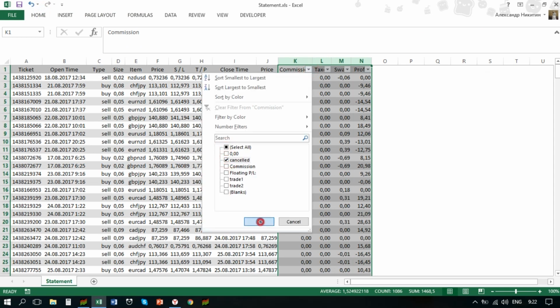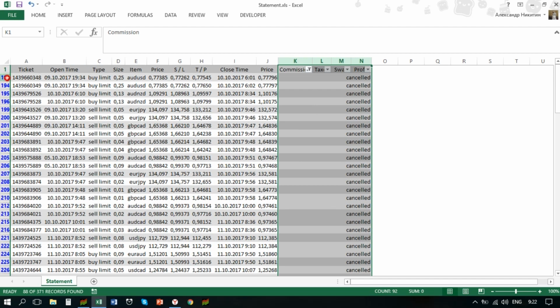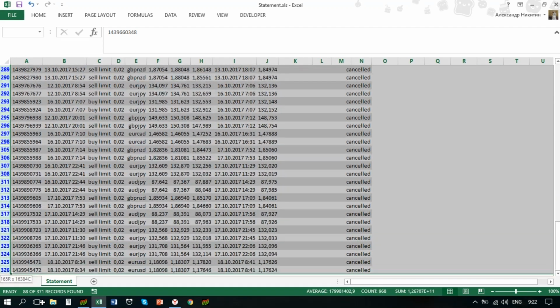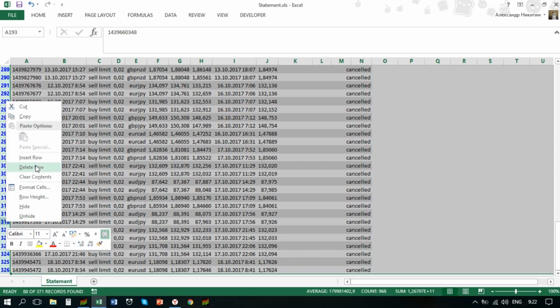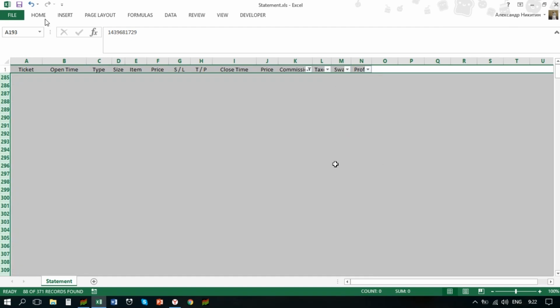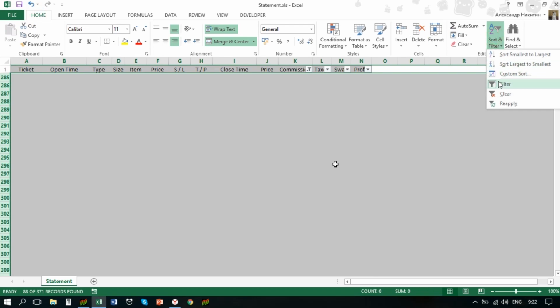Select cancel trades. You see the cancel trades here, yes? So why do we need that? We don't need to analyze them. Cancel trades, delete the row. Okay, perfect. I also advise you to do the same.